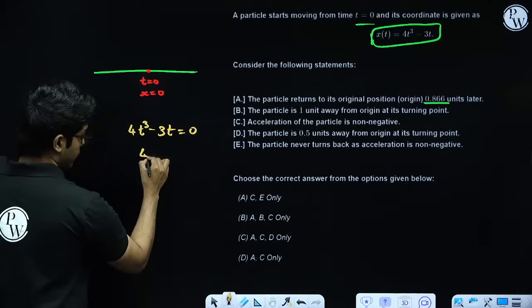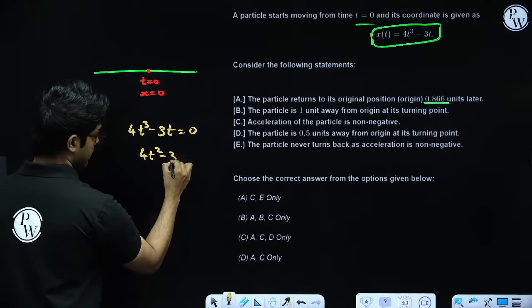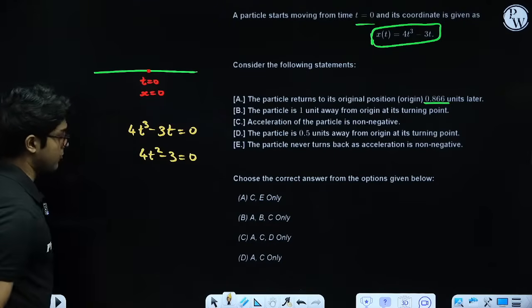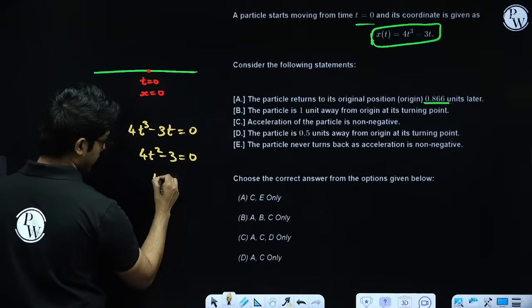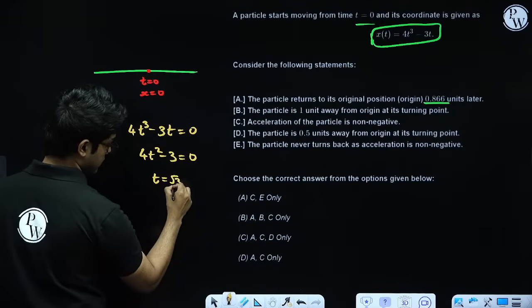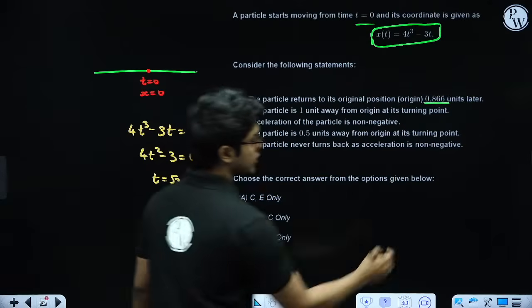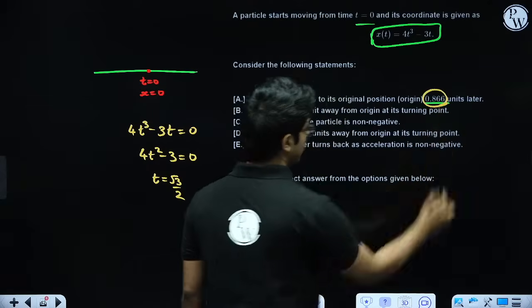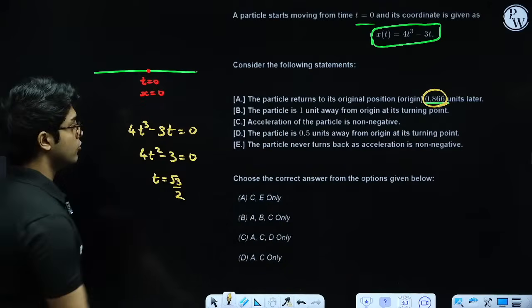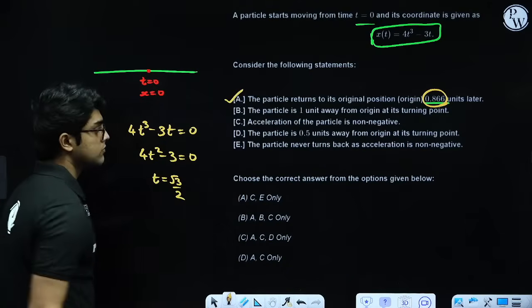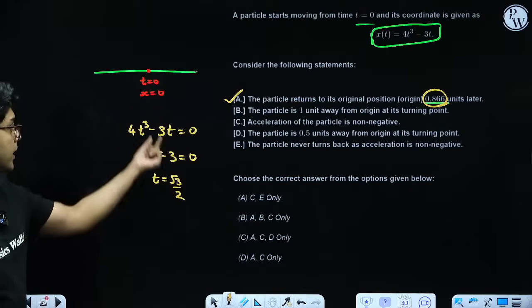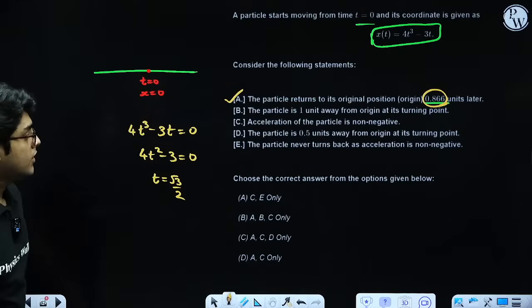The second will be 4t square minus 3, and we'll set it equal to 0. So from here, t turns out to be root 3 by 2. This is 1.732 by 2. Once you solve it, it will come out to be this value approximately. Okay. So A is correct. So after this time, the particle comes back to the origin.